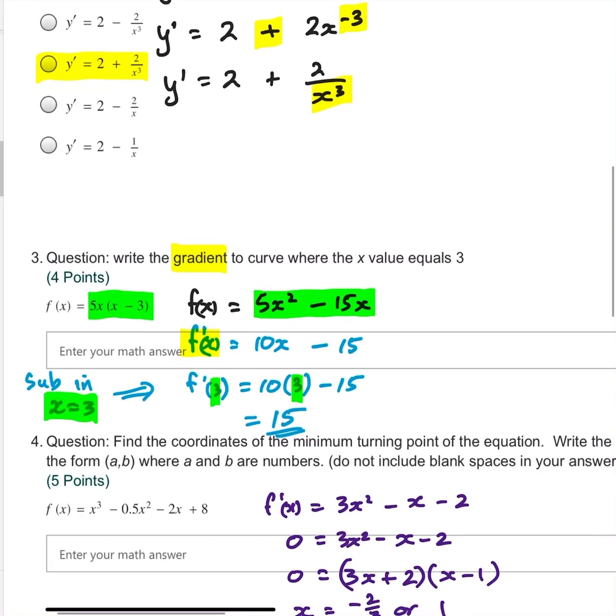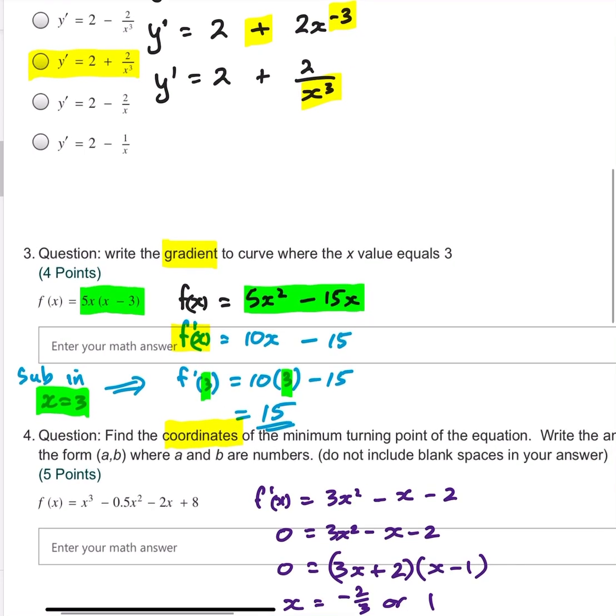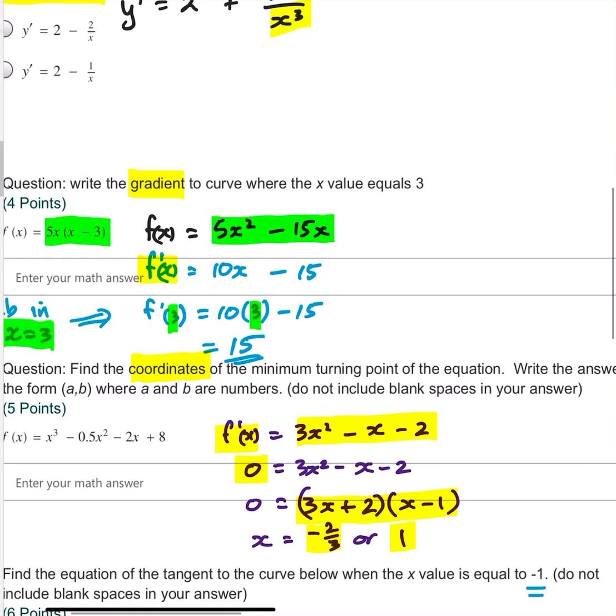For the next one, we want coordinates of the turning point. So the coordinates are the minimum. We want the minimum ones, so we know we're going to have to differentiate it, which is fairly straightforward. Make it equal 0 for the turning points. Now you could use the quadratic formula to solve. I've chosen to expand it to solve, so I get two x values. That's not the coordinates, those are the x values.